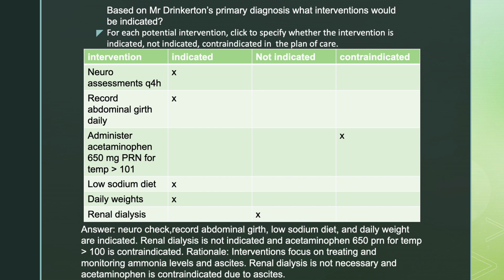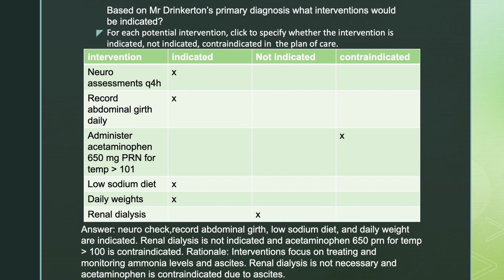So your intervention neuroassessments Q4 is going to be indicated. Record abdominal girth daily is also going to be indicated. Administer acetaminophen 650 milligrams PRN for temperature greater than 101 is going to be contraindicated. Low sodium diet is going to be indicated. Daily weights is indicated, and renal dialysis is not indicated.